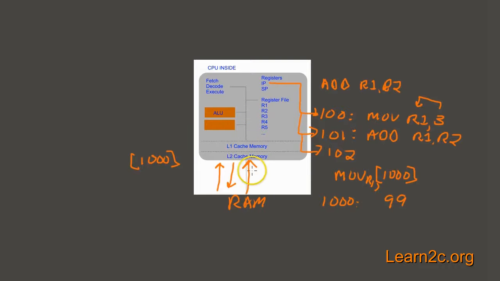Now, obviously, we'd like to speed that up. One of the ways that we can speed that up is by having some other types of memories that are actually built into the processor. These are known as level 1 and level 2 cache memory. These are very fast memory that is much faster than RAM.